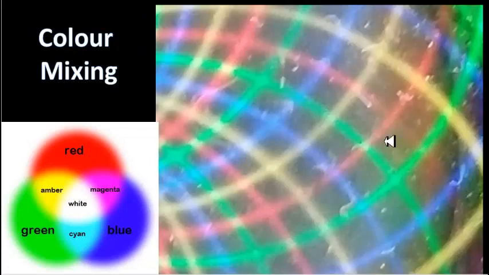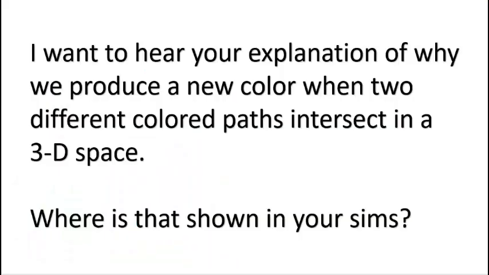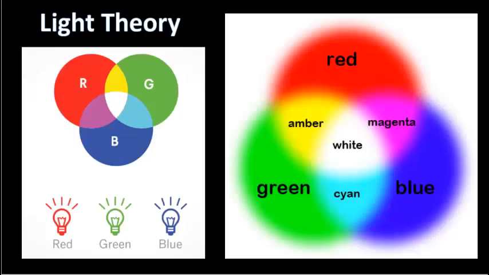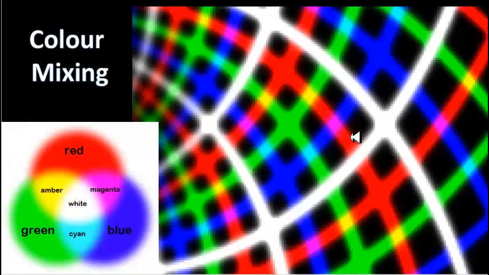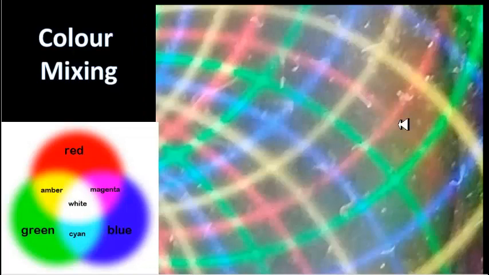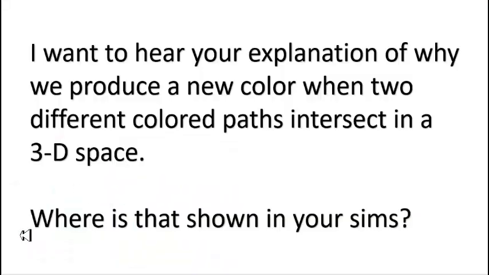And of course you see a similar thing in the Ferrocell, and that's what Tim was getting at. He wants to hear my explanation of why we produce a new color when two different colored paths intersect. This is traditional light theory. This is how light mixes colors, and you see it quite nicely in our simulation, and you see it in the actual Ferrocell.